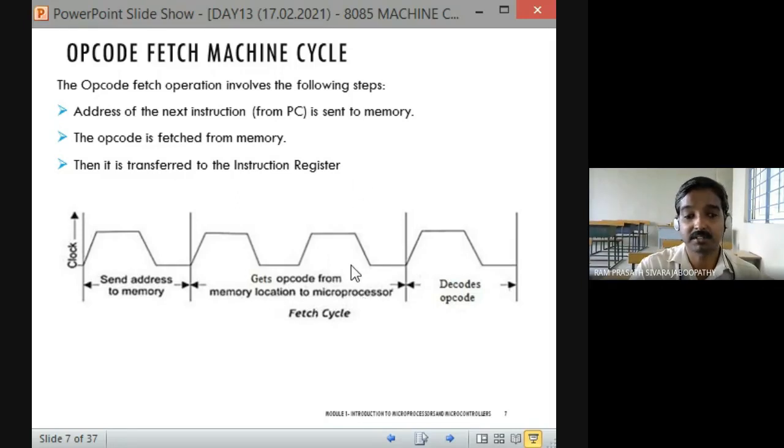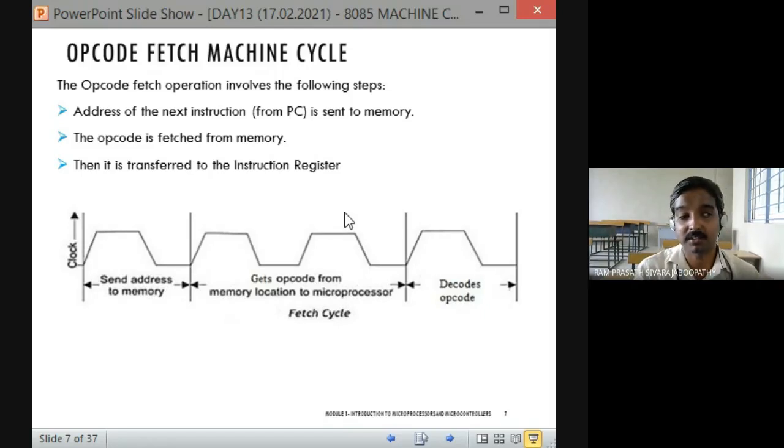Here it can be mentioned as T1, T2, T3, T4. Assume each T state is mentioned with a name such that T1, T2, T3, T4. Sending the address happens in the T1 state. The opcode fetch takes place during the T2 and the T3 states. Fine. Now the instruction is available in the microprocessor.